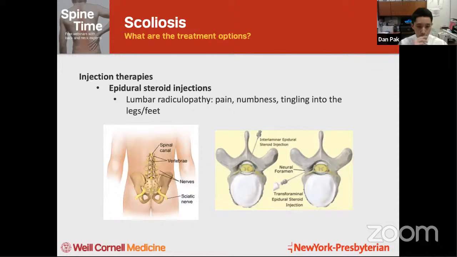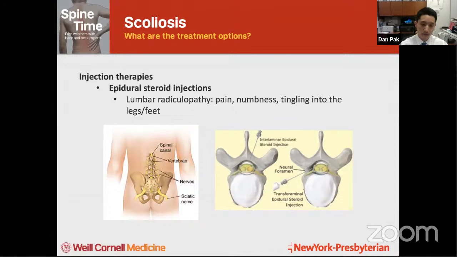Now moving on to injection therapy. Scoliosis can lead to unbalanced loading of the spine, and as a result, several degenerative changes. This can lead to an arthritic component to the spine, and also degenerative disc disease that can ultimately cause narrowing of some of the openings where the nerve roots exit the spine.